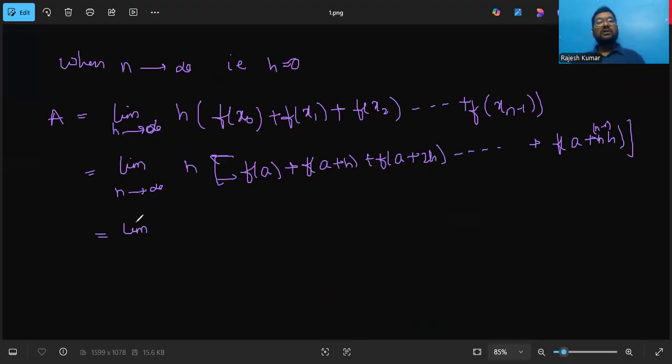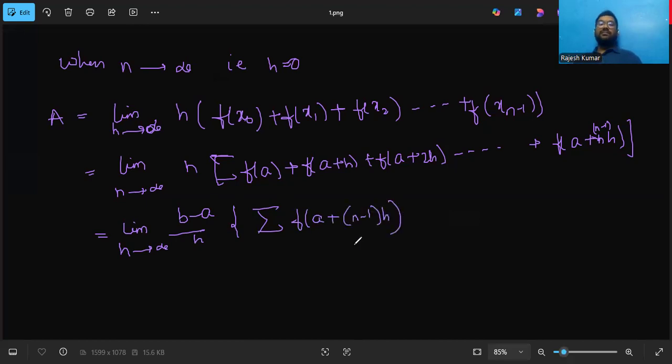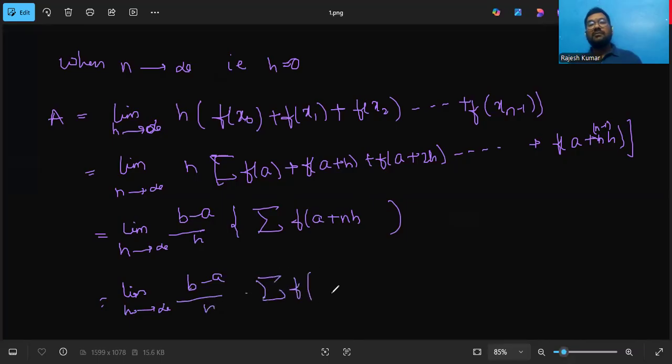That is equal to limit n tends to infinity, h is (b minus a) by n, into sigma f of a plus (n minus 1) into h. At infinity, n minus 1, there is so much difference. That's why I can write it as nh. That is equal to limit n tends to infinity of (b minus a) by n into sigma f of a plus n into (b minus a) by n.